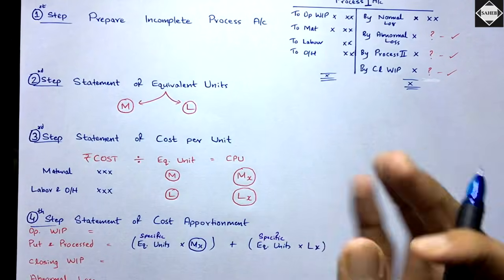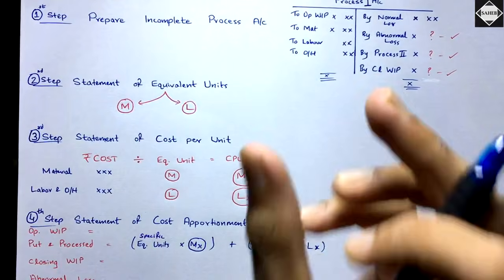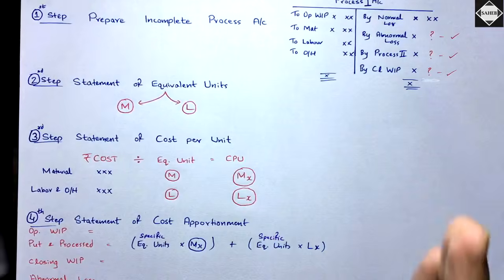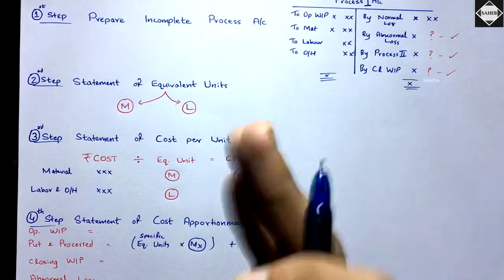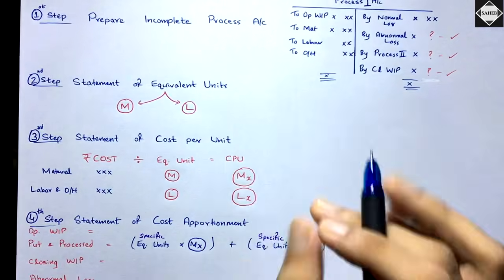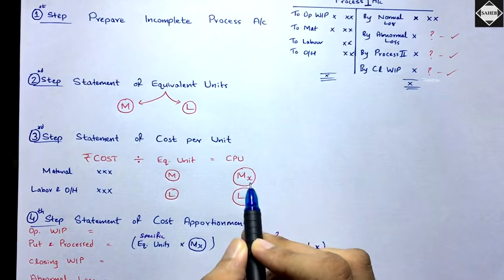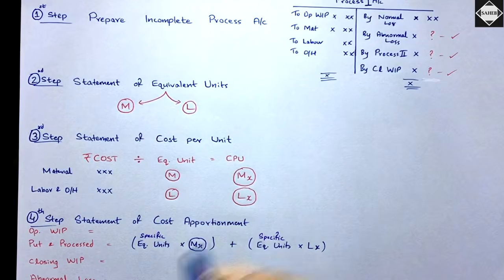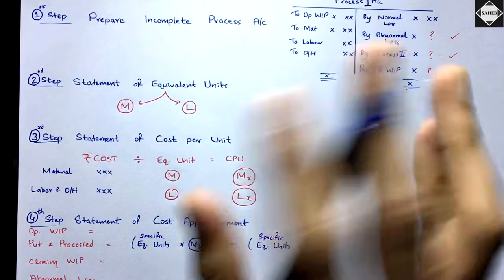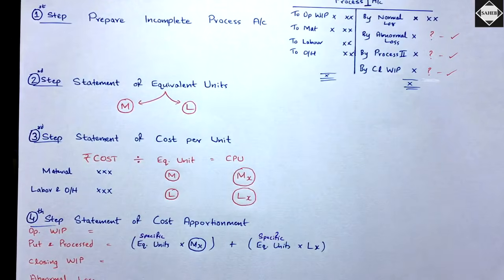In the previous problem we used to have only one CPU. Here it's not like that. Here the percentage of work is completely different for each and every element of cost. That's why the cost per unit of each element will be different: for material, for labor, for overhead. But as I said, 99% of the time in the exam, labor and overhead will be combined, and the percentages will be the same. So MX and LX. Is that clear?